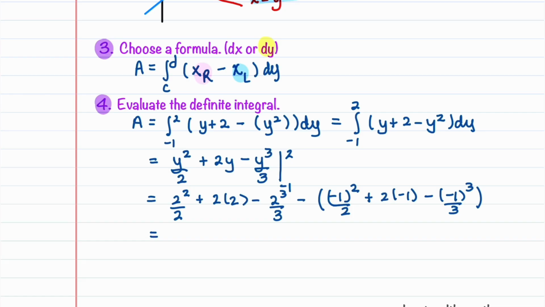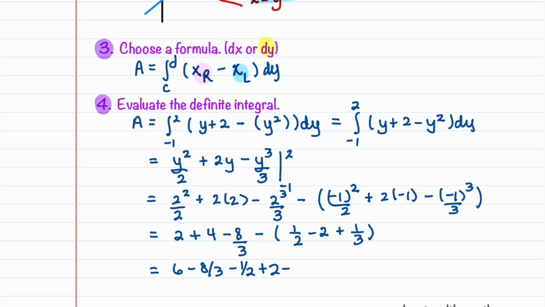Now let's see what this gives us. We have 4 divided by 2, so that's 2. And then we have 2 times 2 is 4. And then we have minus 8 over 3. And then for this next one, let's simplify what's in the parentheses first. This is 1/2 minus 2 minus a negative 1 gives us a plus 1/3. This is equal to 6 minus 8 over 3 minus 1/2 plus 2 minus 1/3.